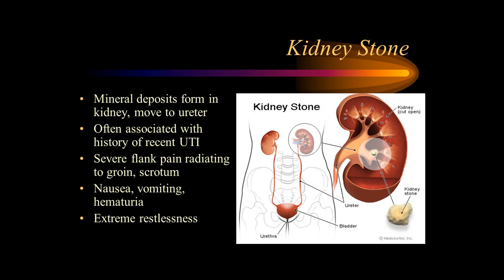So kidney stones, mineral deposits form in the kidney and move to the ureter. The ureter is pretty darn small, often associated with history of a recent UTI. Severe flank pain radiating to the groin or scrotum, especially as it moves. Nausea, vomiting, bloody urine, hematuria. Extreme restlessness. For guys, it feels like they're in labor or whatever, you know.